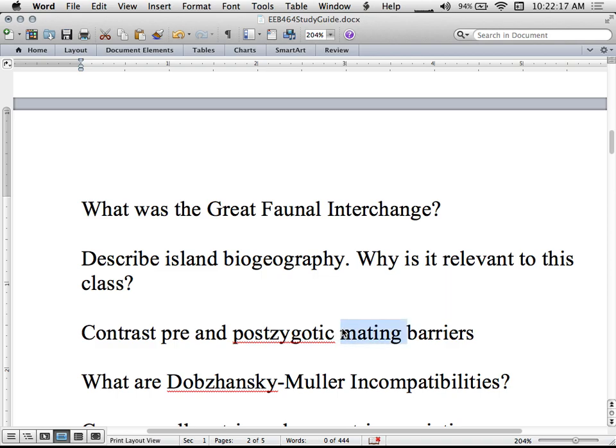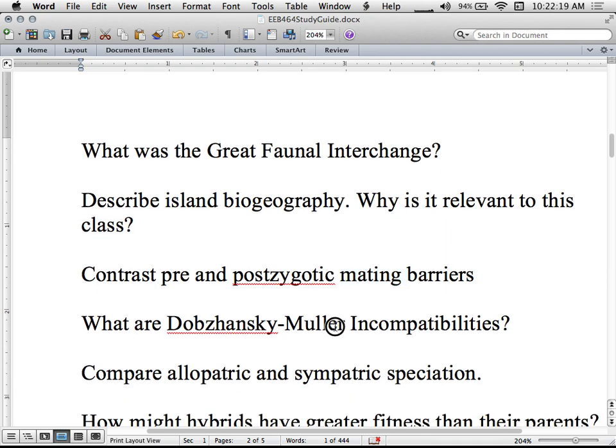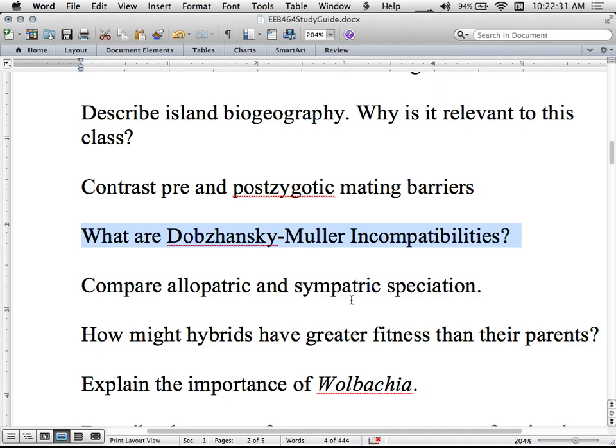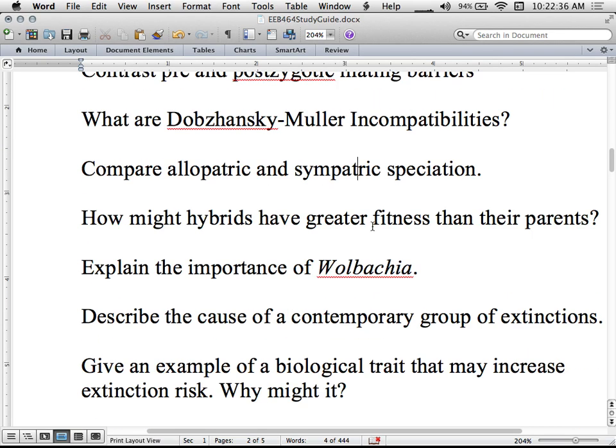Pre- and post-zygotic mating, discriminating compatibilities. Okay. Here's something where doing it by the diagram might be easier than doing it with text. Importance, again, macroevolutionary importance. So what do Wolbachia do? Why do we care about them for this class?